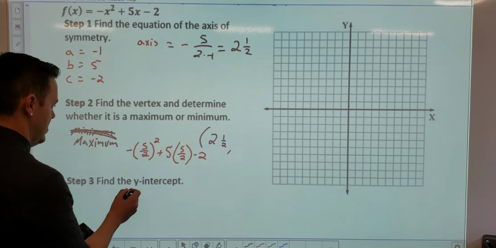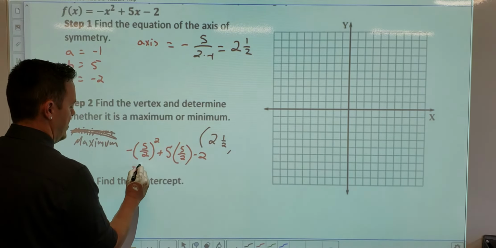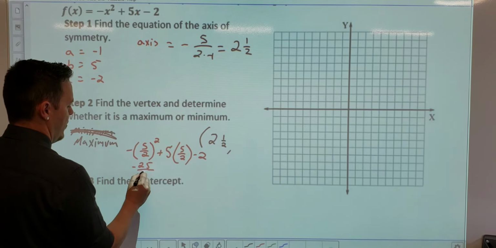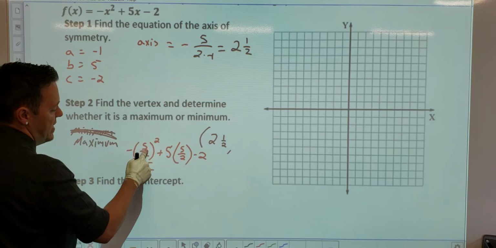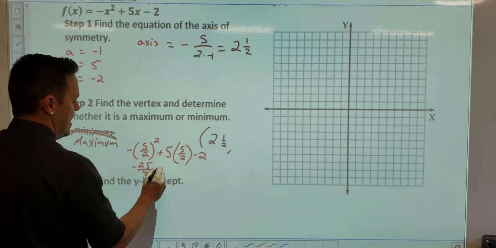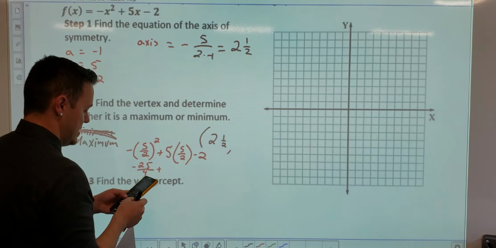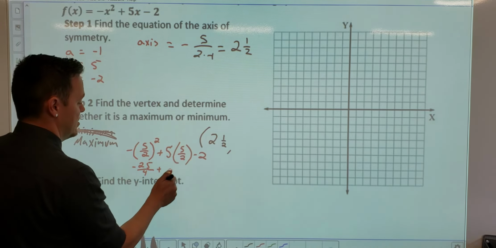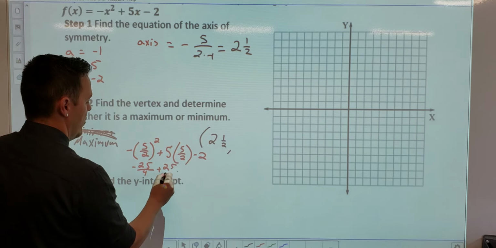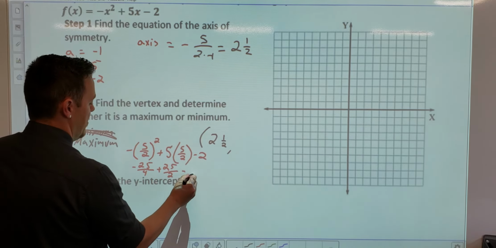That's great. So let me see. This would be a negative 25 over 4. How do I know that? Because if I multiply these together, 5 times 5 is 25 over 4, negative. Okay, and then this is going to be a plus. And then you multiply this in, so this would be 25 over 2. And then it's minus 2.